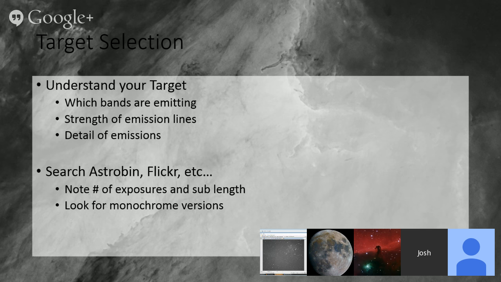When you go to actually pick a target, you should find out which bands are actually emitting in that target, how strong the emissions are, and what the details look like. In the background I have the Pelican Nebula, or the North American Nebula, which is right next door, very strong in hydrogen alpha. In fact, so strong that it shows up pretty easily in one-shot color images. You'll see great signal right away with hydrogen alpha, and you'll be able to tell what's going on there. There's lots of nice details in there, so it's a hydrogen alpha heavy target.